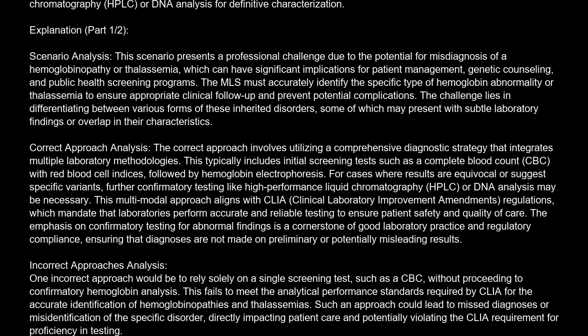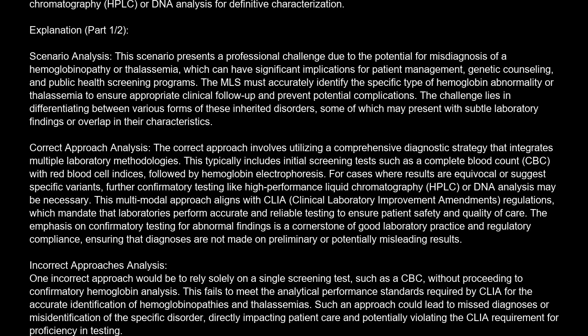Correct approach analysis. The correct approach involves utilizing a comprehensive diagnostic strategy that integrates multiple laboratory methodologies. This typically includes initial screening tests such as a complete blood count, CBC, with red blood cell indices, followed by hemoglobin electrophoresis. For cases where results are equivocal or suggest specific variants, further confirmatory testing like high-performance liquid chromatography, HPLC, or DNA analysis may be necessary.